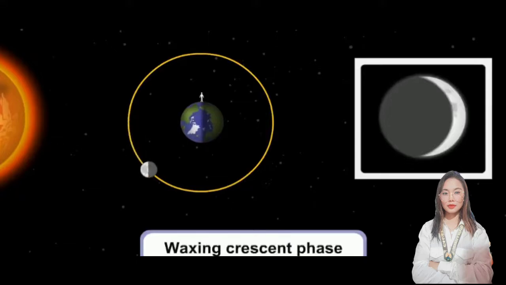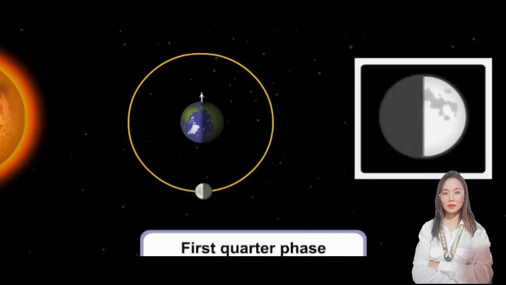During the waxing crescent phase, we begin to see a very small part of the moon lit by the sun, but most of it is still shadowed. In the first quarter phase, only one half of the moon is visible from the Earth. This is because the right half of the moon appears lit and the left side of the moon is still shadowed.